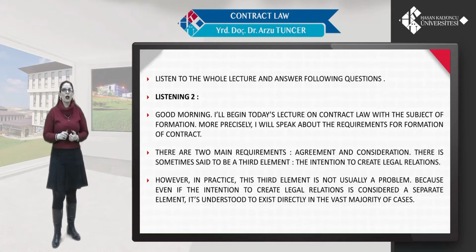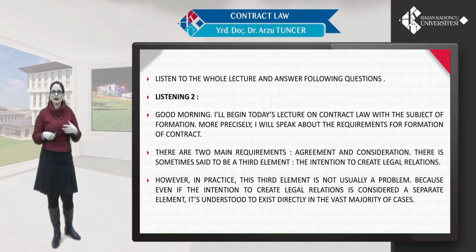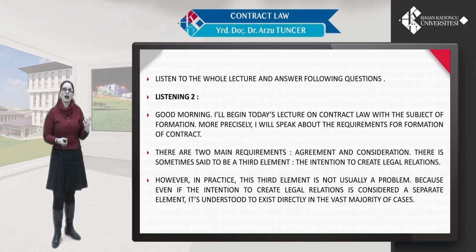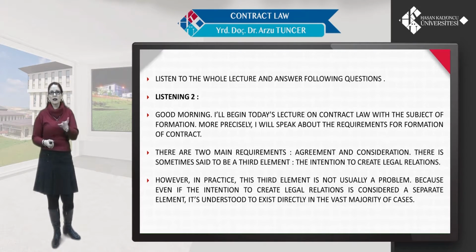Good morning. I'll begin today's lecture on contract law with the subject of information. More precisely, I will speak about the requirements for formation of contract. There are two main requirements. We call it agreement and consideration. There is sometimes said to be a third element, the intention to create legal relations. However, in practice, this third element is not usually a problem, because even if the intention to create legal relations is considered a separate element, it's understood to exist directly in the vast majority of cases.